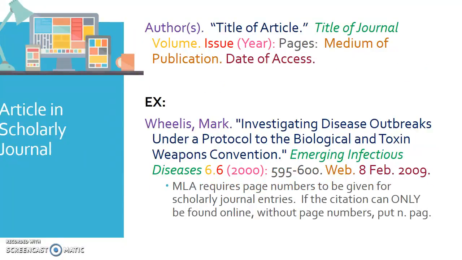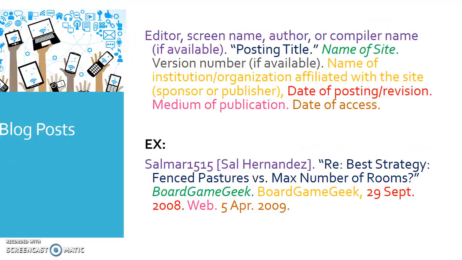Scholarly journal, same type of thing. Putting in the date of access is important. If you did it all today, you need to make sure you put March 22nd. And blog posts, those aren't really reliable resources, especially for this paper, but we wanted to put it there anyway.